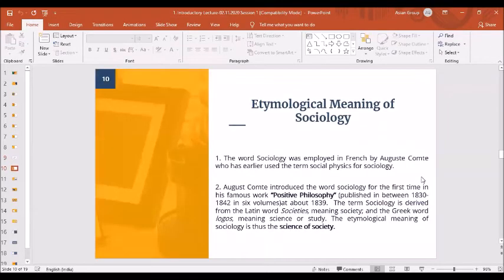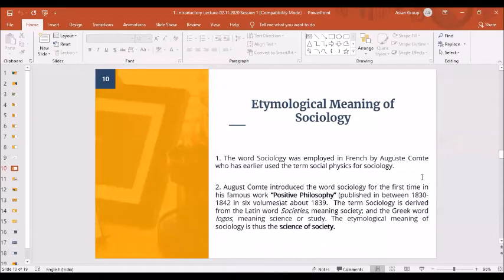And what is the etymological meaning of sociology? Etymology means the origin of a word. For example, just look at your name. You ask what the meaning of my name is, and what the origin of my name is. You're curious to understand that particular context. That is etymological: the origin of words and their meanings.